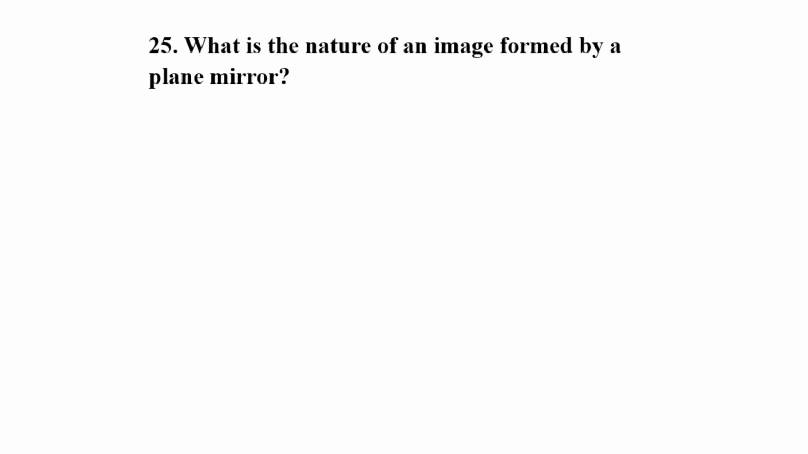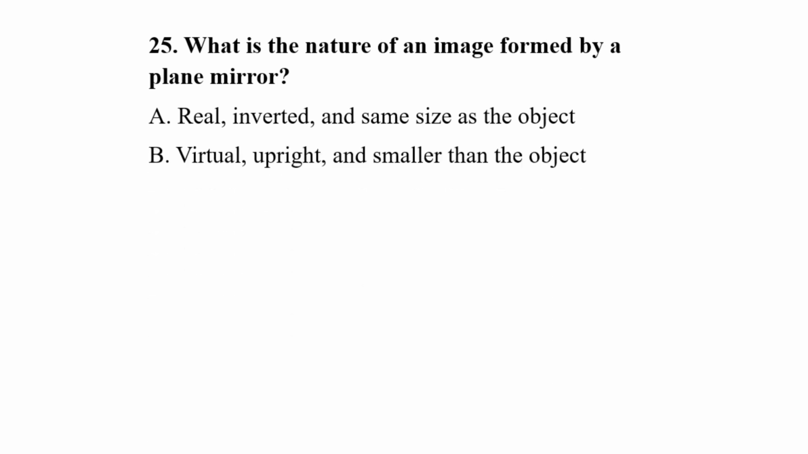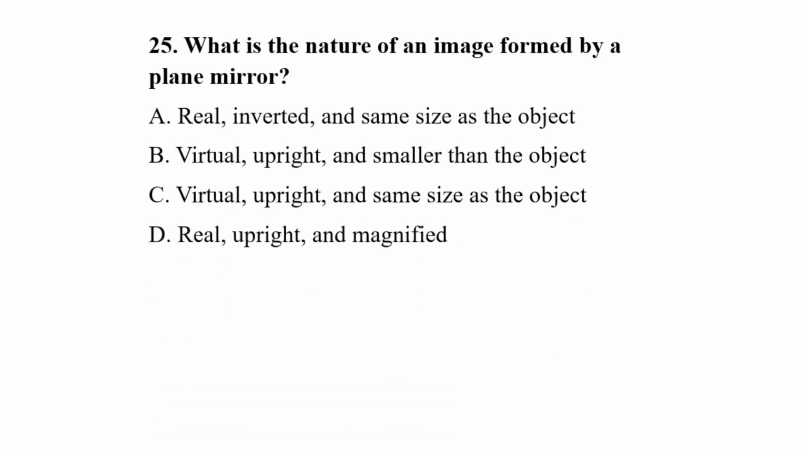Question number 25. What is the nature of an image formed by a plane mirror? A. Real, inverted, and same size as the object. B. Virtual, upright, and smaller than the object. C. Virtual, upright, and same size as the object. D. Real, upright, and magnified.